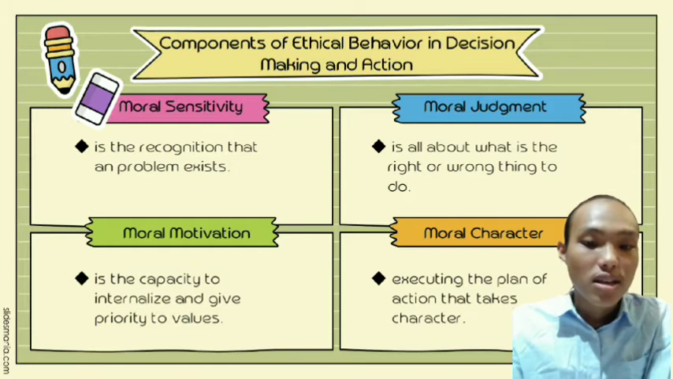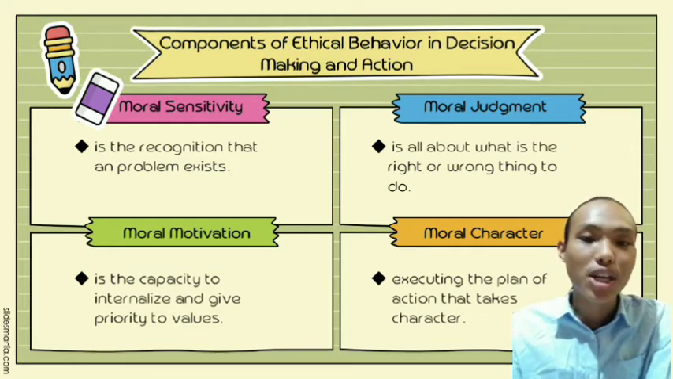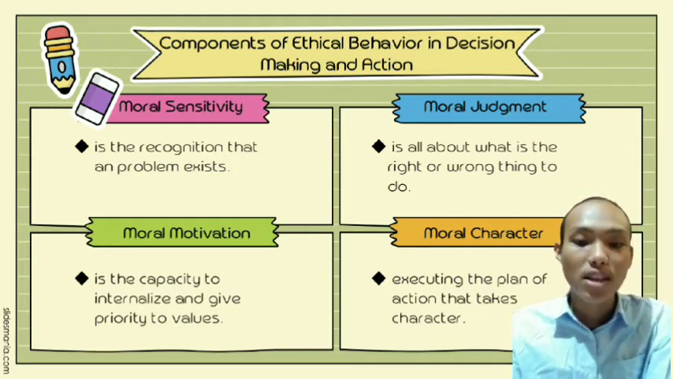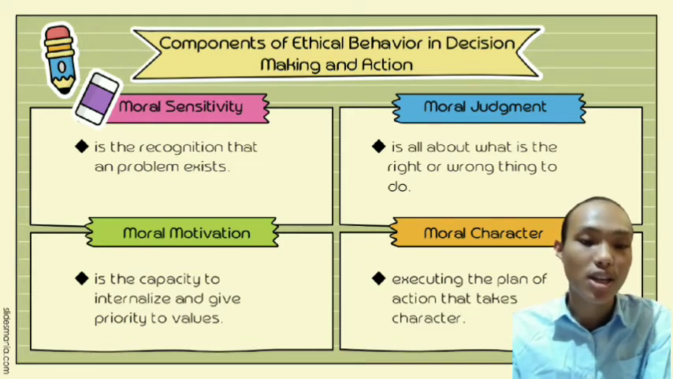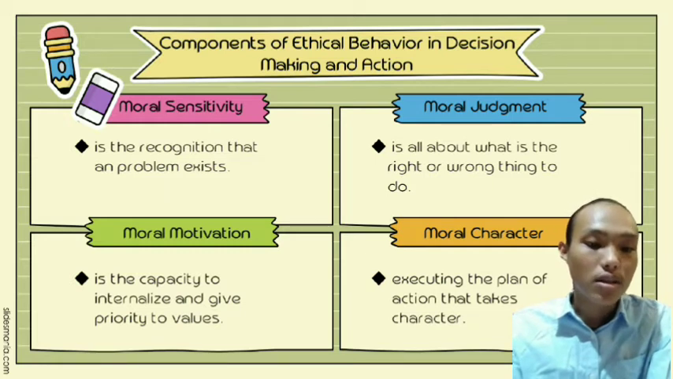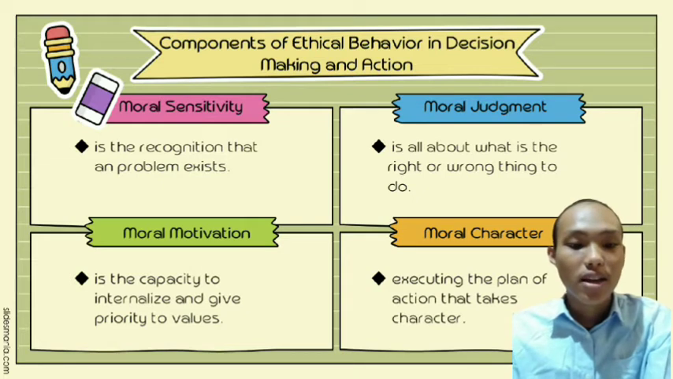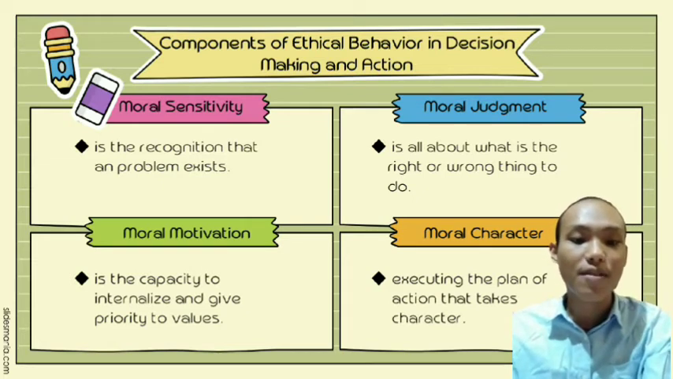The next is moral judgment. Moral judgment is all about what is the right or wrong thing to do. It is the judgment that has moral content, used to evaluate situations, courses of action, persons' behavior, and so on. Moral motivation is the capacity to internalize and give priority to values.